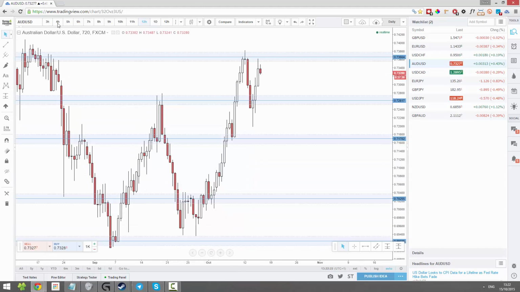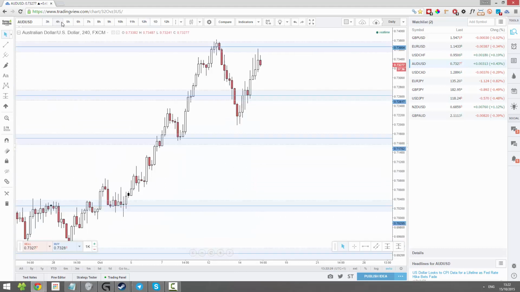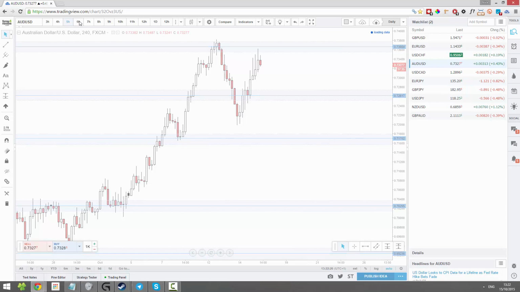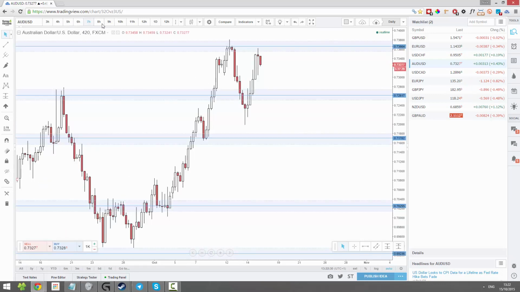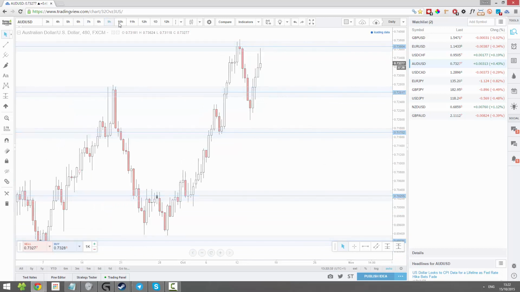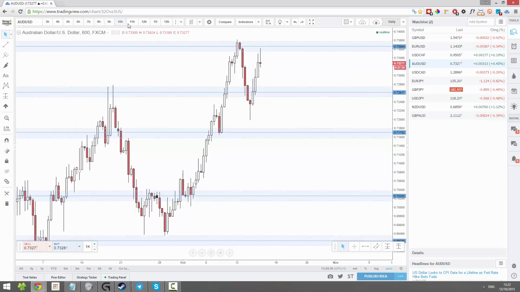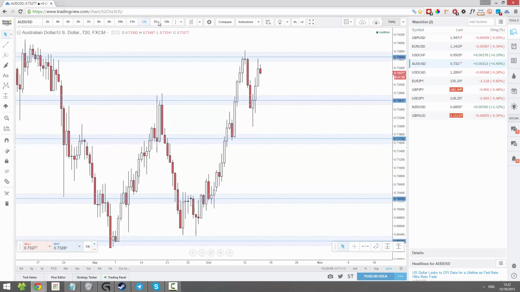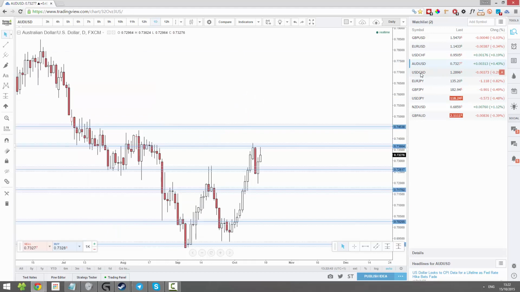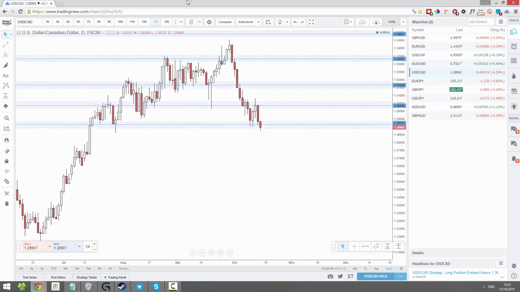All right, AUD USD. Let's start with the 3 hour and go through 4, 5, 6, 7. Yeah, there's nothing here. Nope, nothing. USD CAD is sitting on a support area on the daily chart.